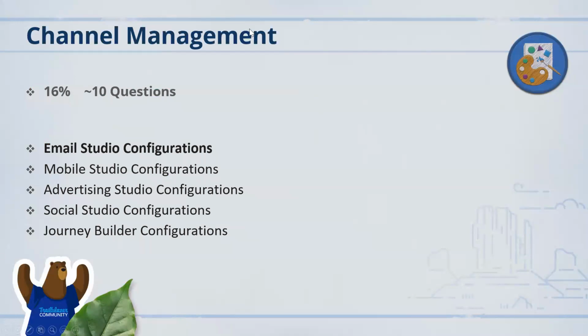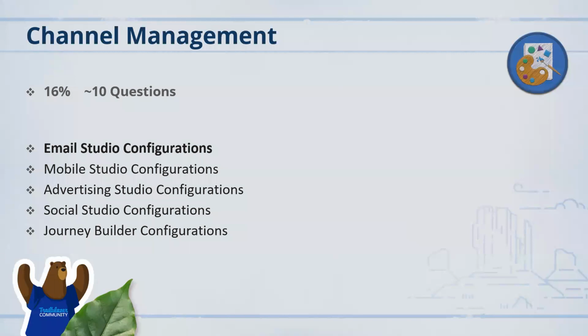Here's the exam topic and how it's divided. Channel management takes up 16% of the exam and we can expect 10 questions on this. We have divided this topic into 3 sessions. Email studio configurations is covered in this session today, and Journey Builder will be covered in another dedicated session. The mobile studio, advertising studio, and social studio configurations will be covered as part of the Marketing Cloud products in a separate session.